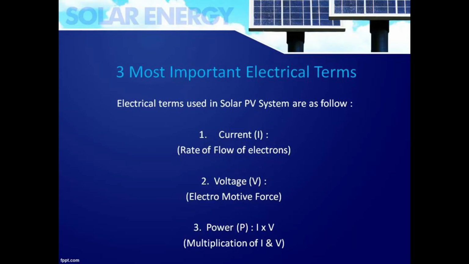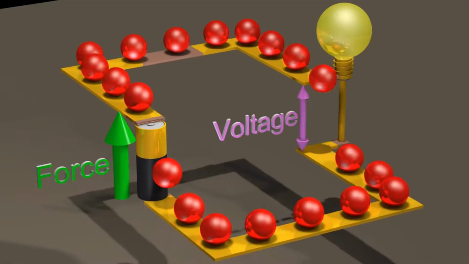Three most important electrical terms. Electrical terms used in solar PV system are as follows. 1. Current, I, rate of flow of electrons. 2. Voltage, V, electromotive force. 3. Power, P, I x V, multiplication of I and V.